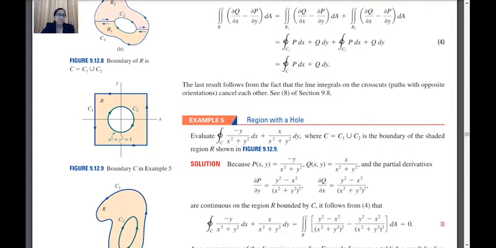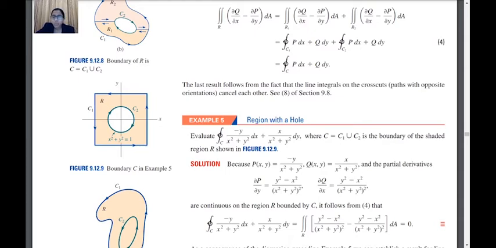Here C is nothing but C1 union C2. C1 is our previous C, consisting of four line segments, and C2 is another circle, x square plus y square equal to 1. If C1 union C2 is C, then clearly the origin is omitted from this. So this is a region with a hole, and the point (0, 0) is omitted. So clearly the functions P and Q are continuous.